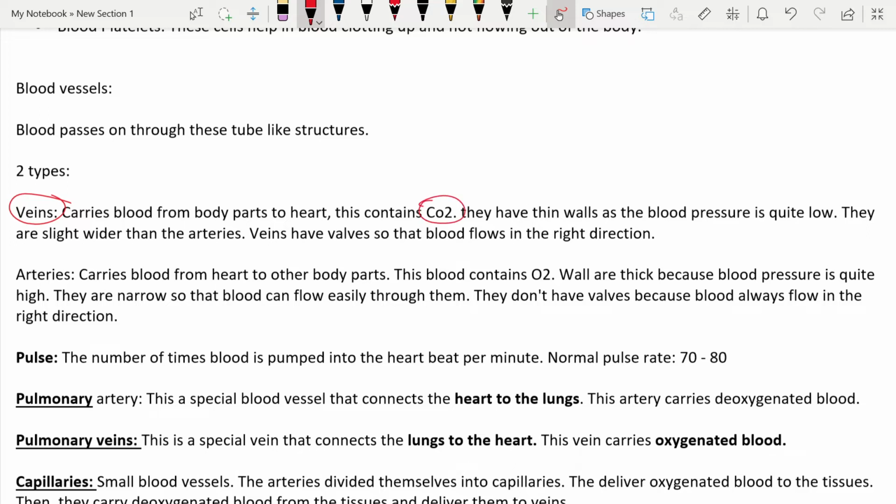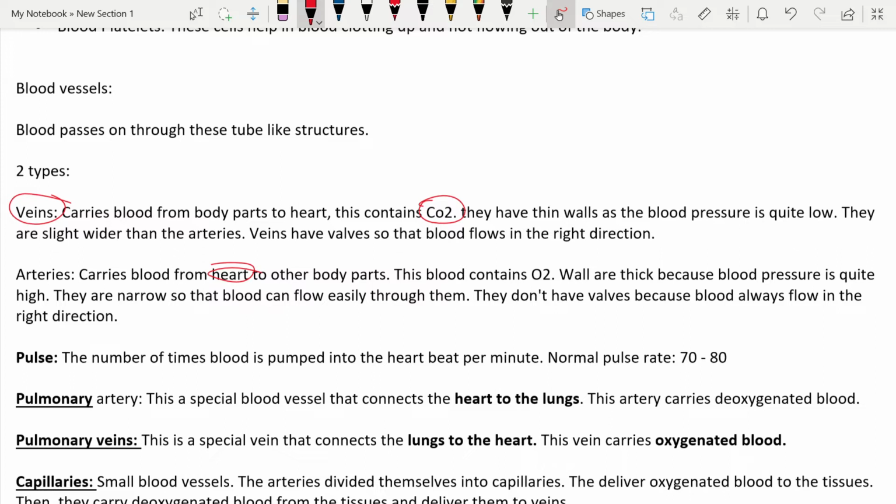Now let's read arteries as well so we can compare them. These arteries carry blood from the heart, not from the body parts, but from the heart to other body parts. So that's one difference that we have got. This blood contains O2, which is oxygen. So our veins contain CO2 and our arteries contain O2.